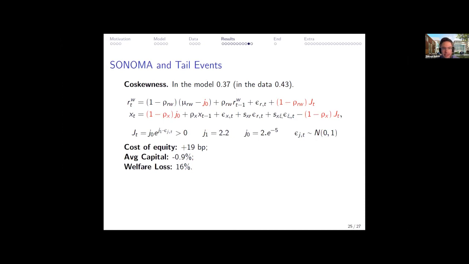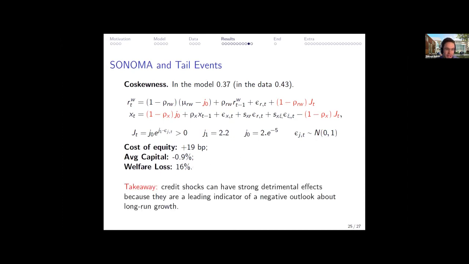In order to assess the economic relevance of this decline, we compute the welfare loss induced by this tail shock, and we find that the cost is equal to 16% of lifetime consumption. So the takeaway here is that our SONOMA model suggests that in small open economies with financial frictions, credit shocks can have strong detrimental effects because they are a leading indicator of a negative outlook about long-run growth.